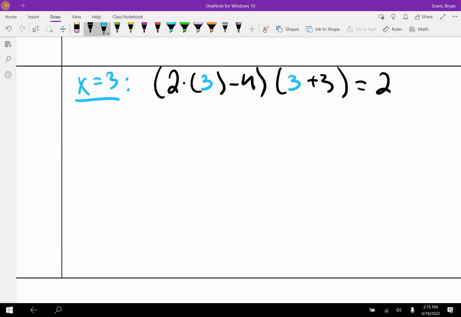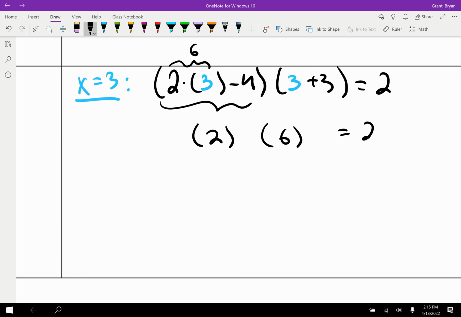Okay. So let's start simplifying what's inside the parentheses. We know 2 times 3 is 6, and 6 minus 4 gets us positive 2. 3 plus 3 is 6, and 2 times 6 is 12. Uh-oh. Do we see the issue? Yeah, 12 is definitely not equal to 2, which means x equals 3 is not a solution.